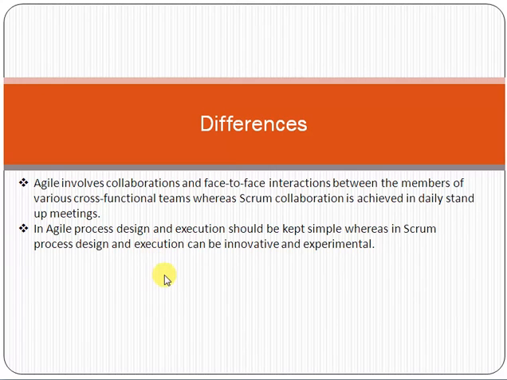In the Agile process, design and execution should be kept simple, whereas in the Scrum process, design and execution can be innovative and experimental. In Scrum, friend, creativity and new approaches are welcome. However, in Agile, the process and design execution are kept very simple and very straightforward.